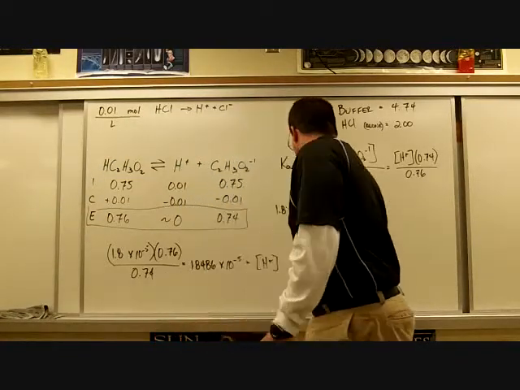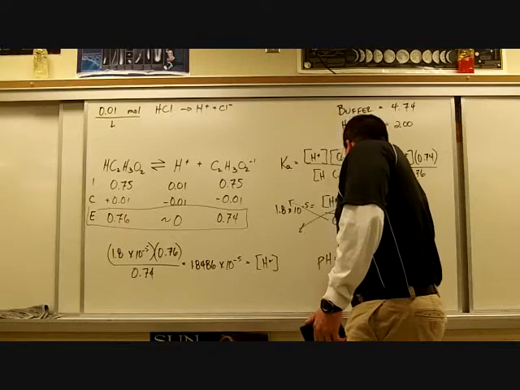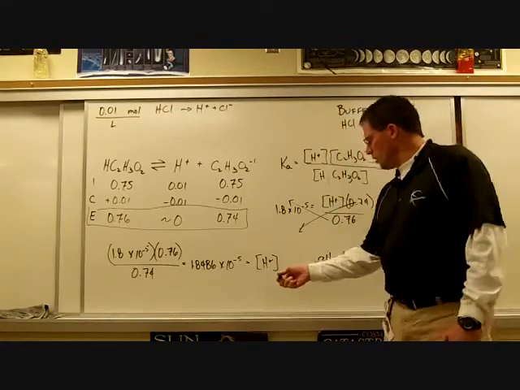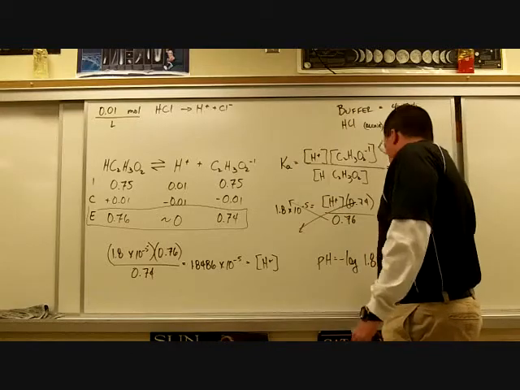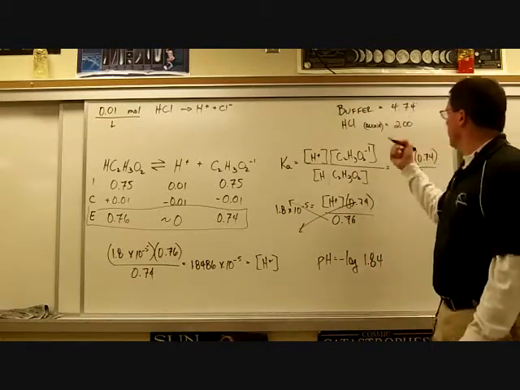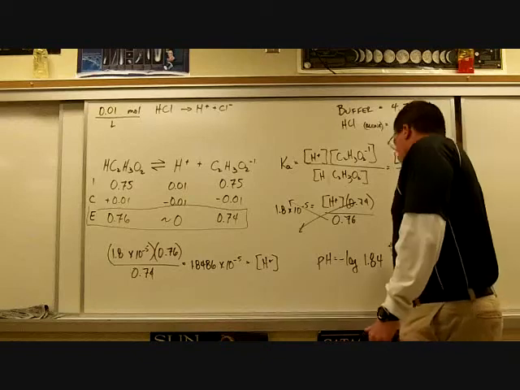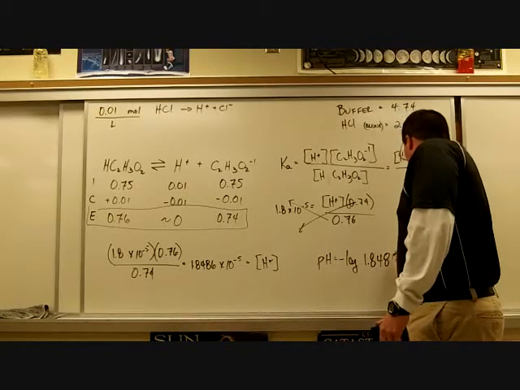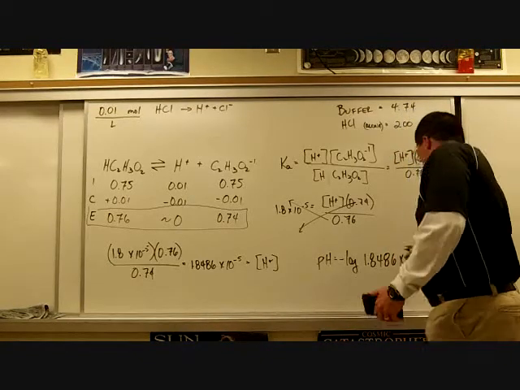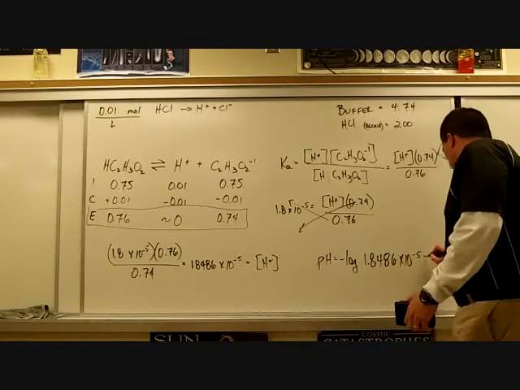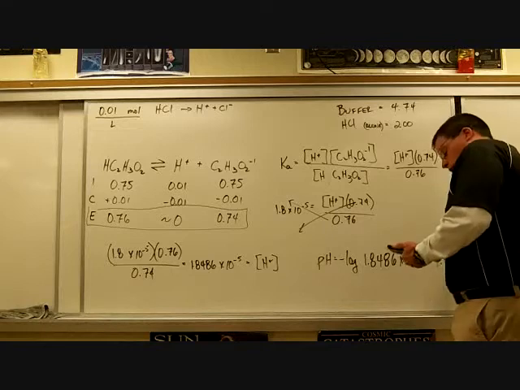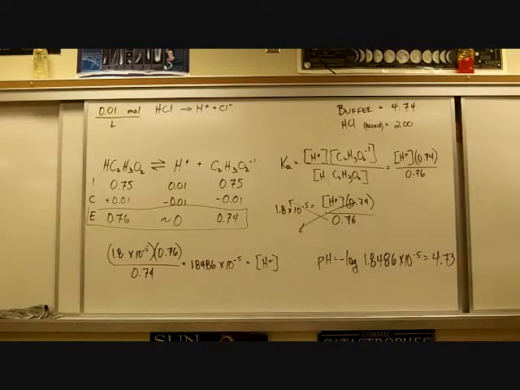Find the pH. Take the negative log of my hydrogen concentration. So whatever's in my calculator, and don't round, because if you round then it goes back to what we had before. So negative log of the answer, 4.73. Okay.